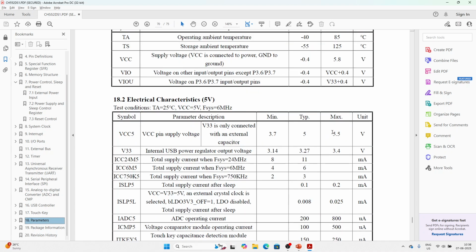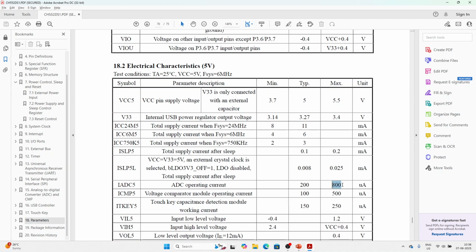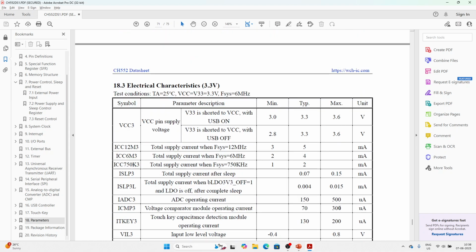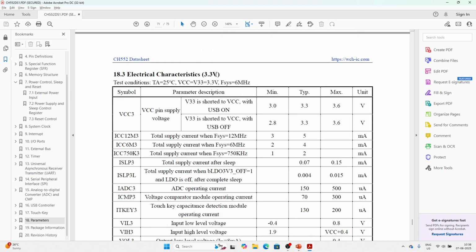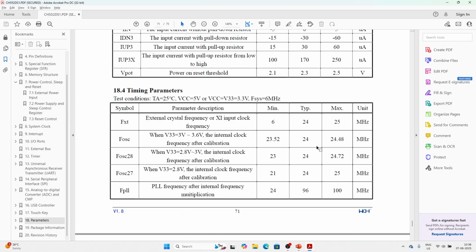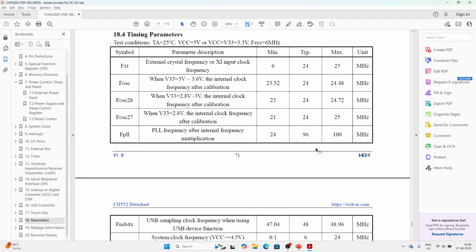Maximum of 5.5 volts, internal USB level at 3.4, right? Maximum of 800 milliamps when we are using ADC, voltage comparator mode, 500 milliamps, touch key 250 microamps, 800 microamps, 500 and 250 microamps, things like that. So this is pretty straightforward. If we are operating at 3.3 volts, then the characteristics change a little bit, not too much. Right. So timing parameters, it gives various timing parameters.